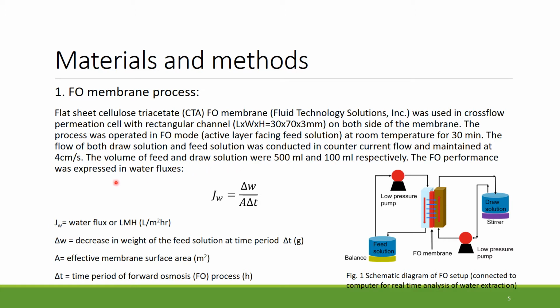The performance was calculated in terms of the water flux, just like here, right? Simply the difference of the water after the FO process, that means the volume of water that can be extracted, divided by the effective membrane surface area, per unit square meter, and then per unit time, for example, hour. That's why we have LMH, that means liters per square meter per hour. This is the performance.